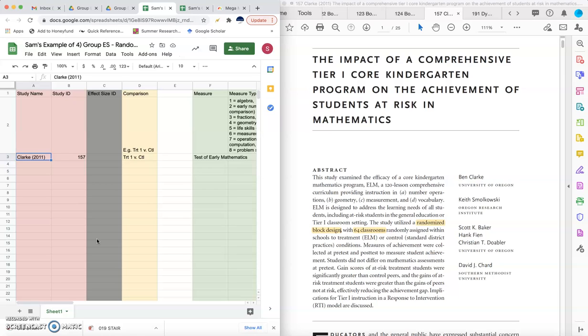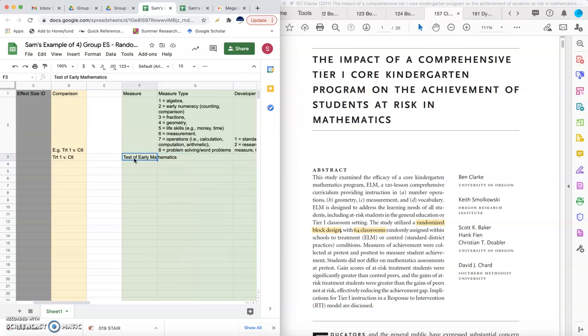So let's look here at this article by Clark et al. You can see I've already put in the study name and the study ID. This is going to be treatment 1 versus control, and we're going to look at the TEMA, or the Test of Early Mathematics. I wanted to show you first some ways that you can check to make sure that this is a clustered design study, or that they are randomized by the teacher.